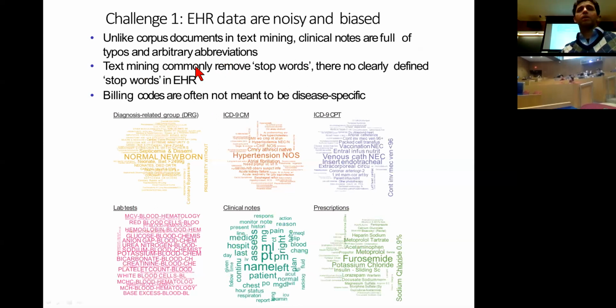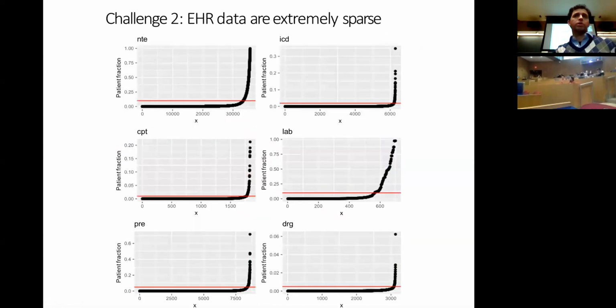Text mining is usually used to remove stop words. Here, there are no clearly defined stop words. And then the billing codes are not meant to be disease specific. They're just used for billing. So how do you deal with all that? The second challenge is that the EHR data are extremely sparse. If you ask what fraction of patients has which phenotypes, you see that the vast majority of phenotypes are each found in less than 5% of the patients. You have basically 30,000 phenotypes that are each associated with less than 5% of the patients.